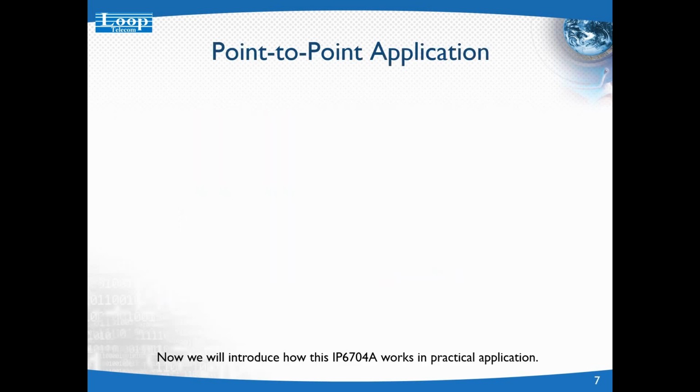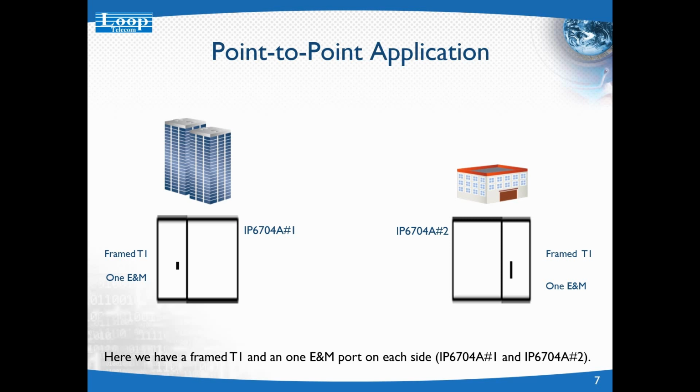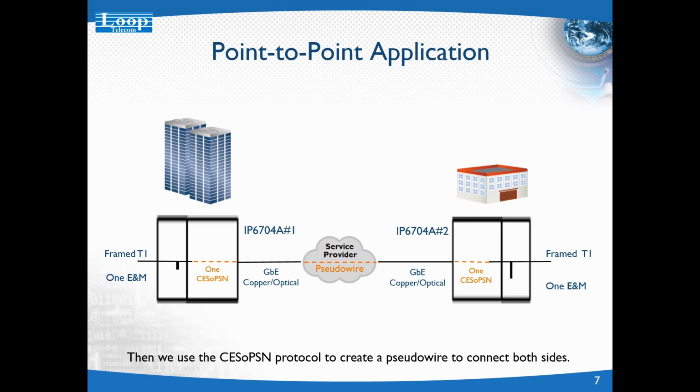Now we will introduce how this IP6704A works in practical application. The first one we're going to present is the point-to-point application. Here we have a frame T1 and a 1 E&M port on each side, IP6704A number 1 and IP6704A number 2. Then we use the CESoPSN protocol to create a pseudowire to connect both sides. In this example, the frame T1 uses time slots 1 to 23 and the one E&M uses time slot 0. Then we bundle them together to create a pseudowire.